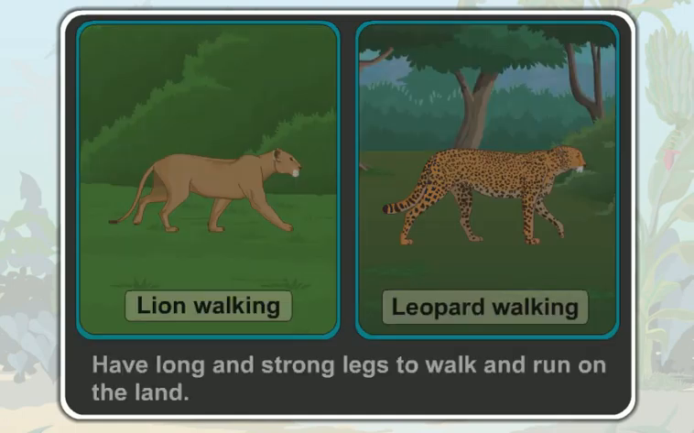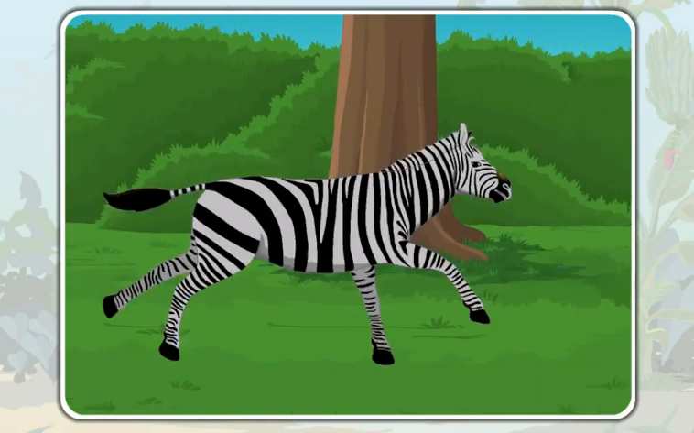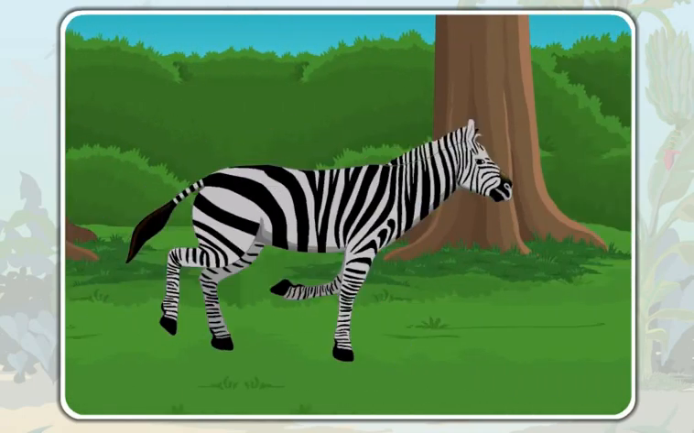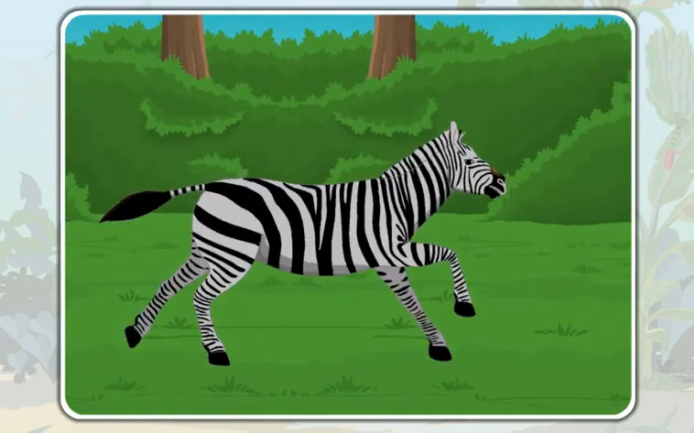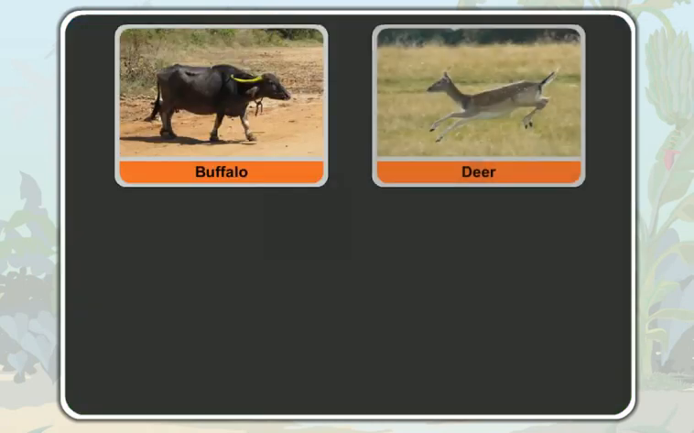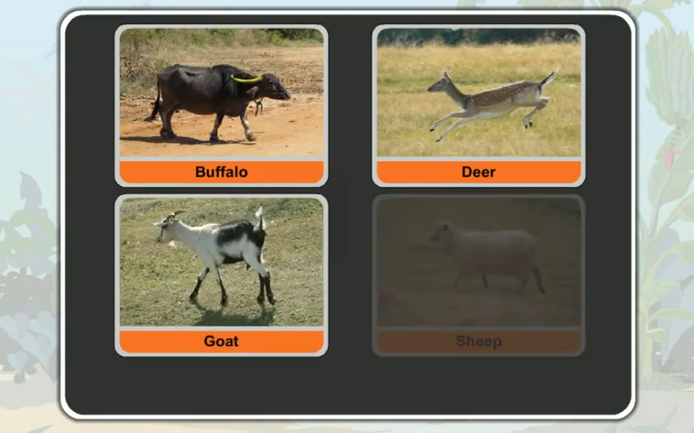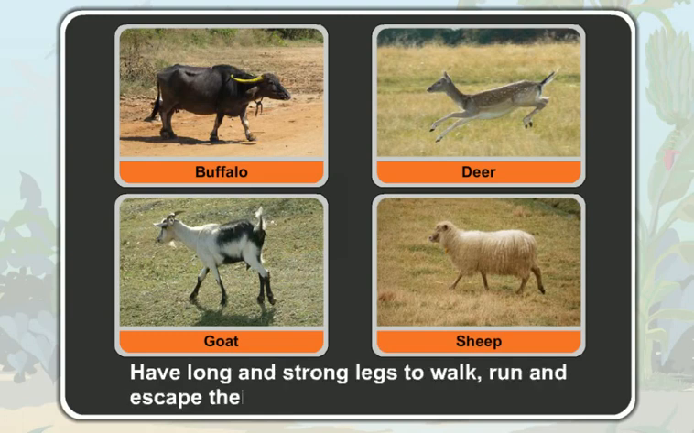Students, a zebra also has long and strong legs to walk and run on the land. When a tiger chases a zebra to kill it, it escapes with the help of its legs. Animals like the buffalo, the deer, the goat, and the sheep also have long and strong legs to walk, run, and escape their enemies.